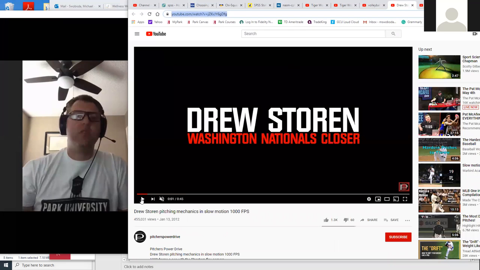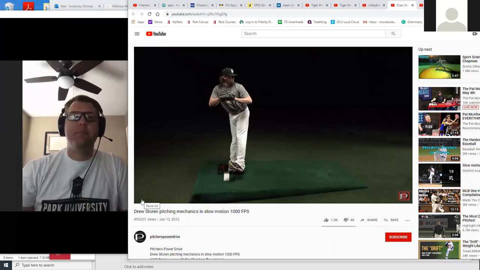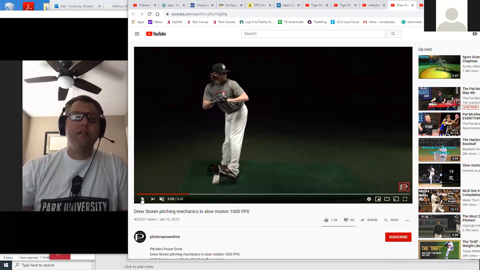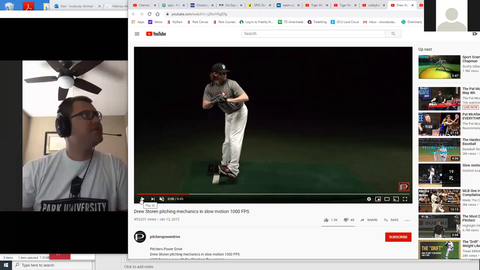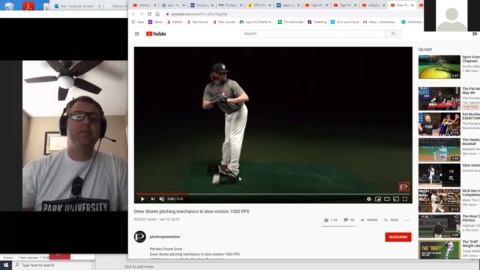Now, let's look at Drew Storin here, who is a, well, I don't know if he still is with the Nationals, but this is him throwing at 1,000 FPS or 1,000 frames per second. Normal frames per second, I believe, is 24 and a half, 25, something like that. Anyway, so with this, he does things a little bit unorthodox.